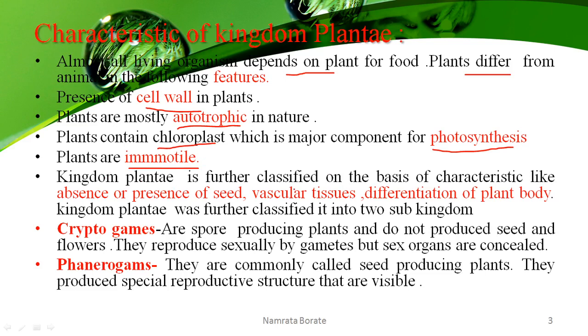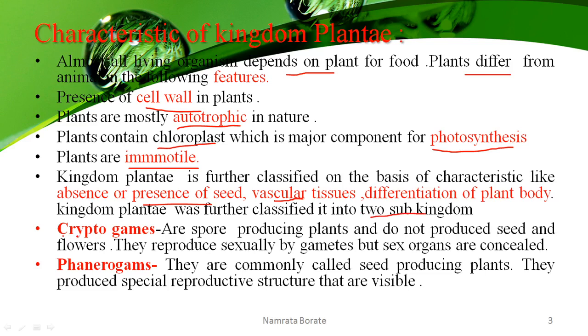The Kingdom Plantae is further classified on the basis of characteristics like the presence or absence of seeds, and vascular bundles, meaning the presence or absence of vascular tissues, that is xylem, phloem, cambium. It is also classified on the basis of differentiation of the plant body, whether the plant body is thalloid or whether there is a presence of distinct root, stem and leaves. This Kingdom Plantae is further classified into two sub-kingdoms.